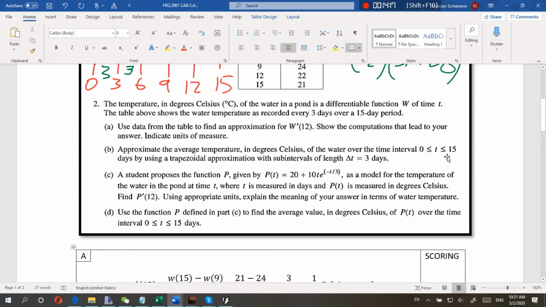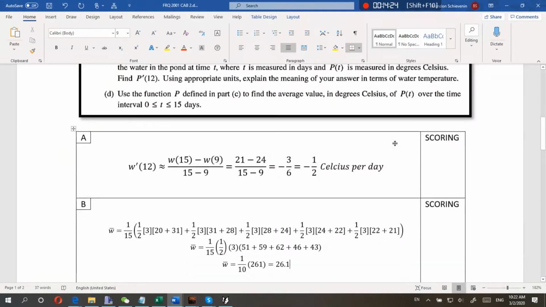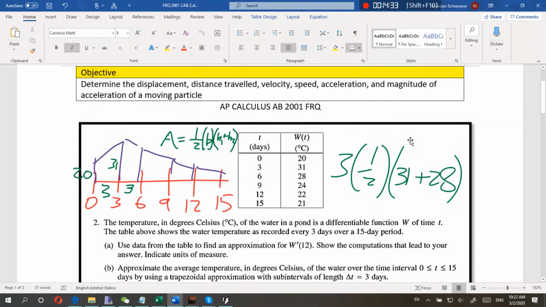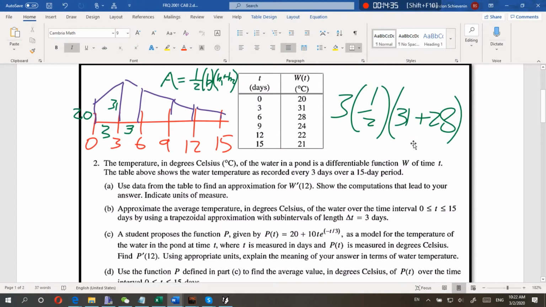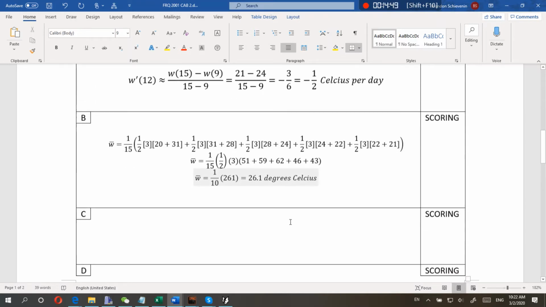Okay. They didn't ask for units, but what would my units be for this? This is my average W. Celsius. So okay.